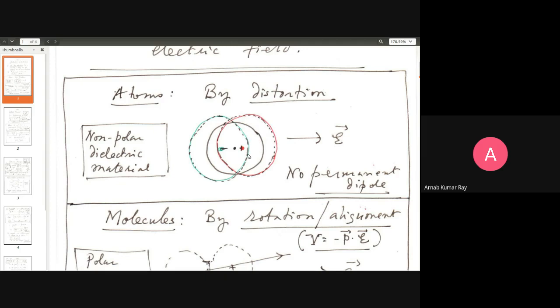There are two ways of looking at it. Sorry, somebody please mute the mic. What is the matter? Mihir Kumar, please mute the mic. I have done that for you.